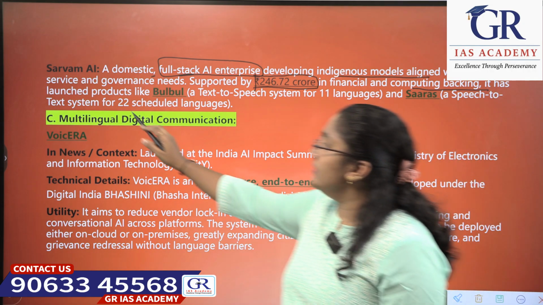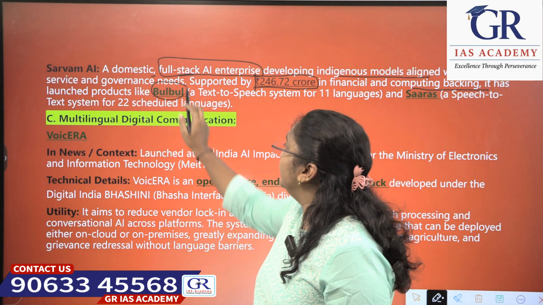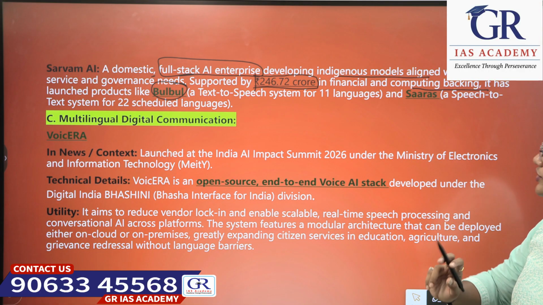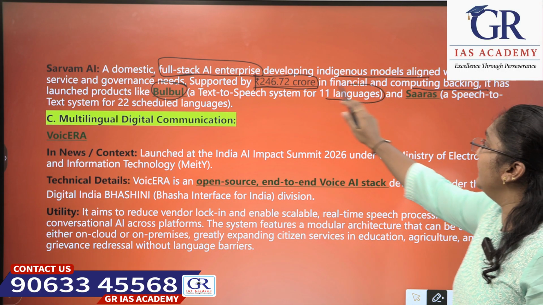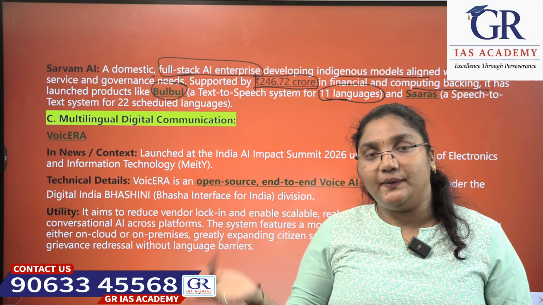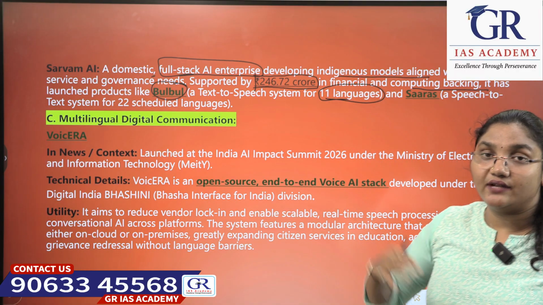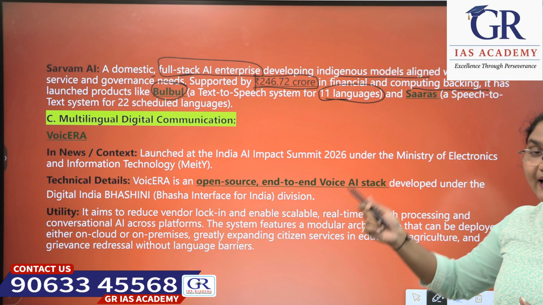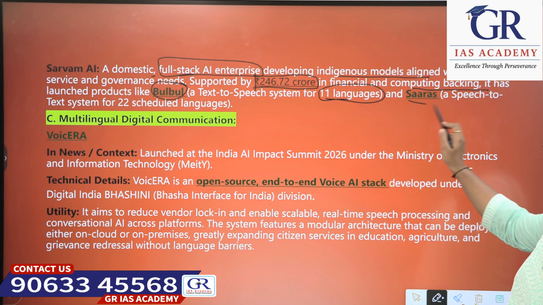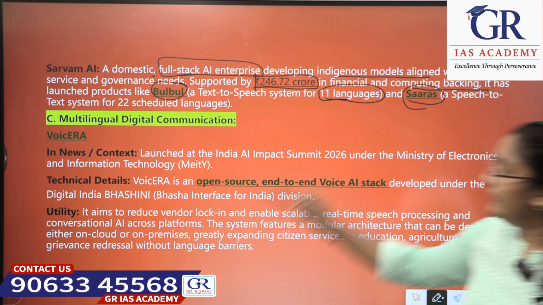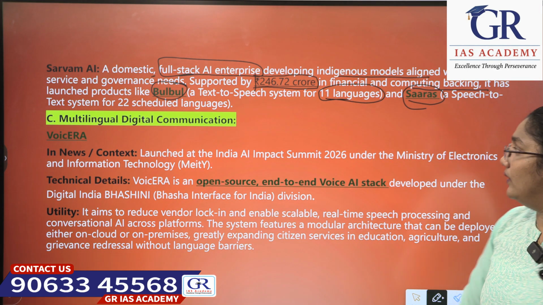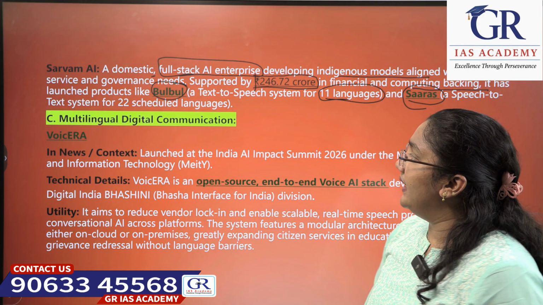Okay, it has launched products like Bulbul. What is this Bulbul? It is a text to speech system for 11 languages. Now it is being developed to how many? 22, by using Bharat Gen. Okay, and Saras is a speech to text system for 22 scheduled languages. Okay, this is what Sarvam AI is.